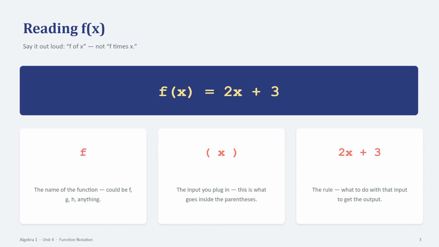The x is the input that you plug in. This is what goes inside the parentheses. And then the 2x plus 3 is the rule: what to do with that input to get the output.